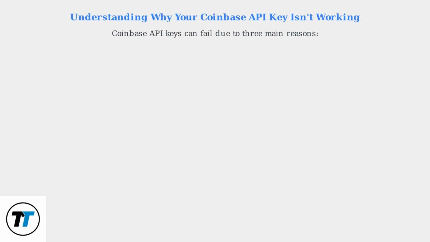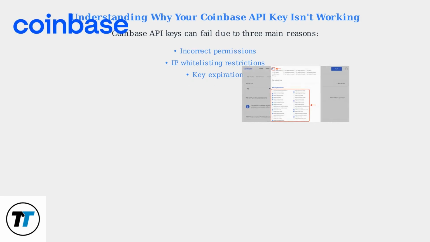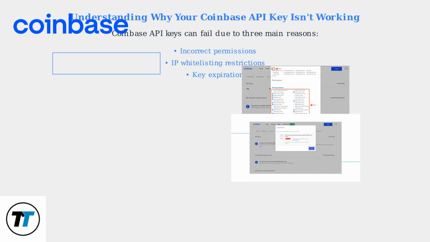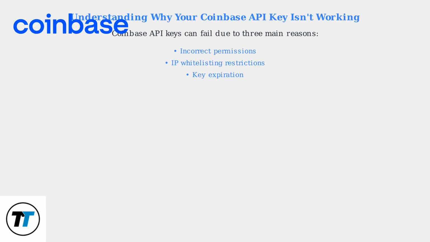Coinbase API keys can fail due to three main reasons: incorrect permissions, IP whitelisting restrictions, or key expiration. This video will guide you through diagnosing and fixing each issue, ensuring your trading bots, portfolio trackers, and integrations function correctly. As of December 2025, Coinbase has enhanced API security, so let's get your keys working.